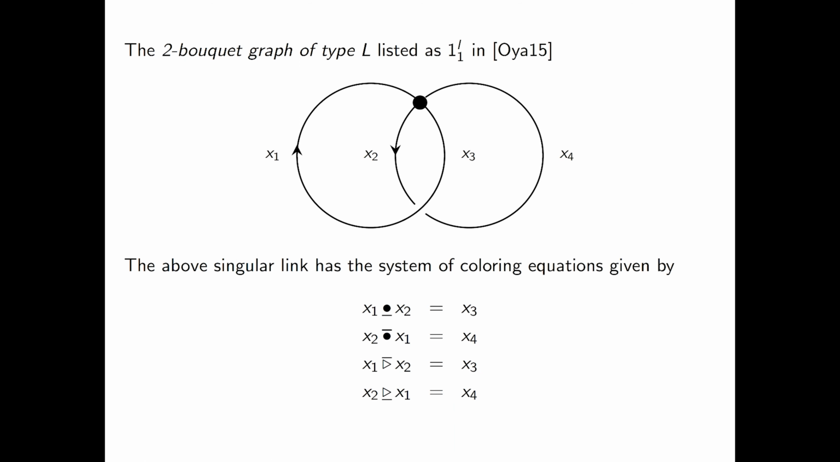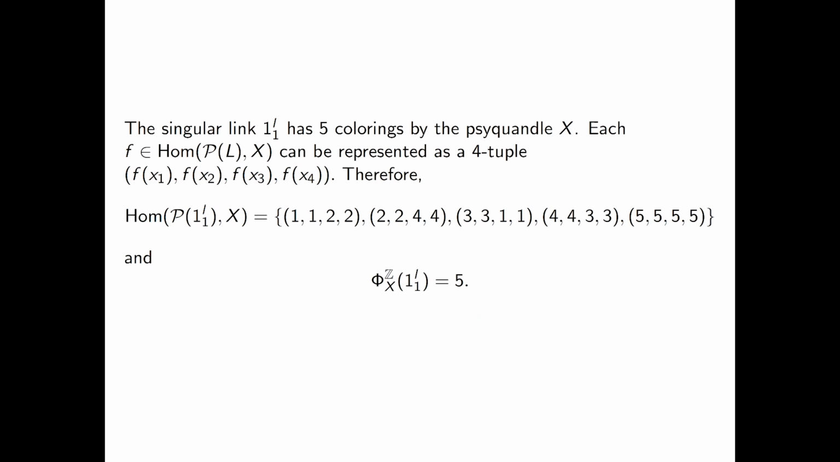Now it's a matter of solving this for solutions, and it turns out that this system has 5 solutions. Since the system has 5 solutions, each one is going to be an X coloring. So it's going to be a coloring of this singular link diagram by the chosen Psyquandle.